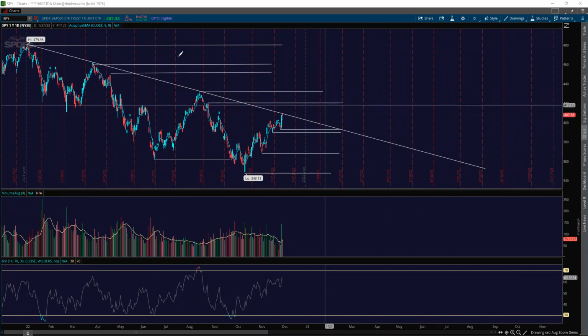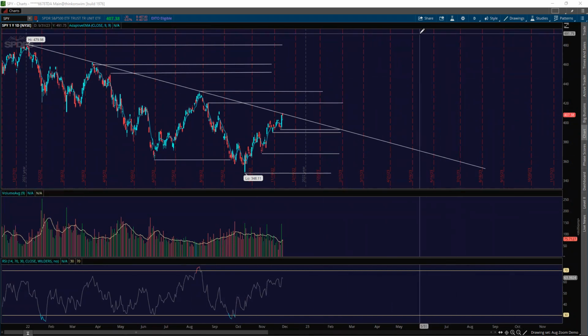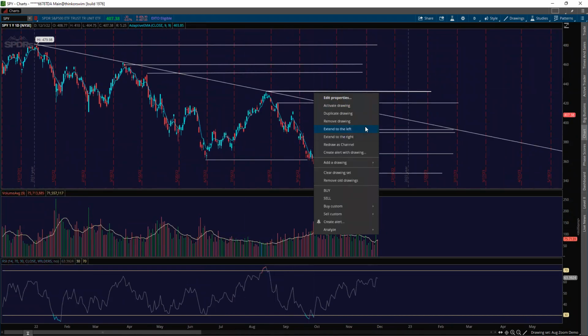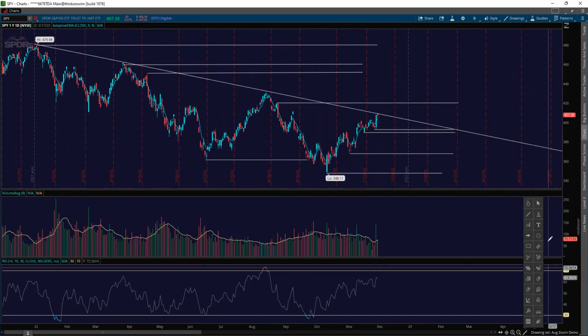All right. So as we start to carry these levels over, it's good to organize how you do this. For me, I'm just going to do this on a couple.